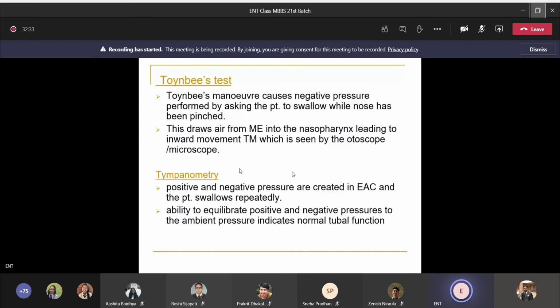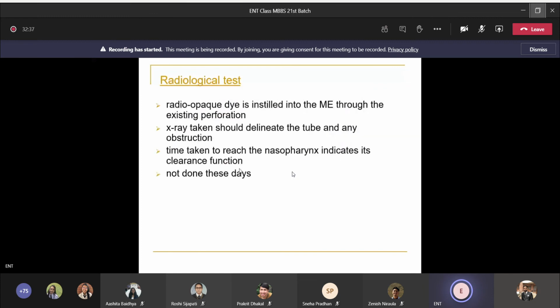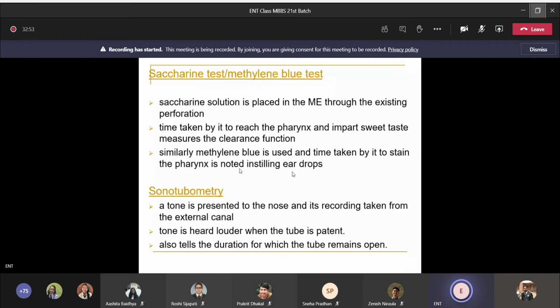Okay. Now another one is the radiological test, where a radio-opaque dye is instilled into the middle ear through the existing perforation. The X-ray taken should delineate the tube and any obstruction. Time taken to reach the nasopharynx indicates its clearance function. Okay, but it is not so commonly done nowadays.